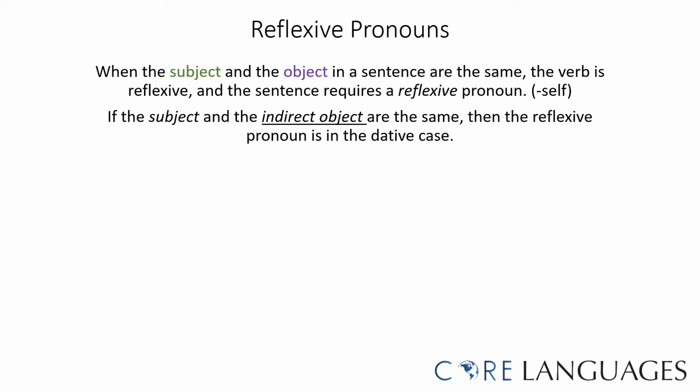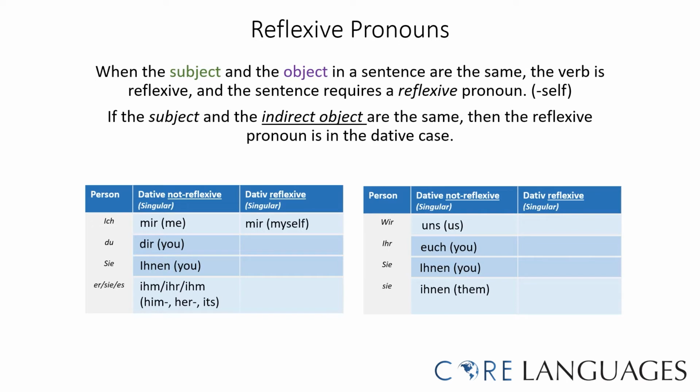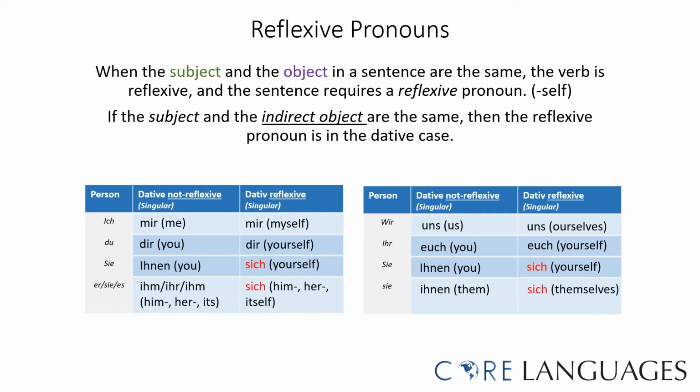The subject and the indirect object aren't always the same, and when they're not, we simply use the regular dative case pronouns, which are mir, dir, ihm, ihr, ihm, uns, euch, ihnen, and Ihnen. Now watch what happens when the subject and the indirect object are the same. Mir, dir, sich, sich, uns, euch, sich, and sich.